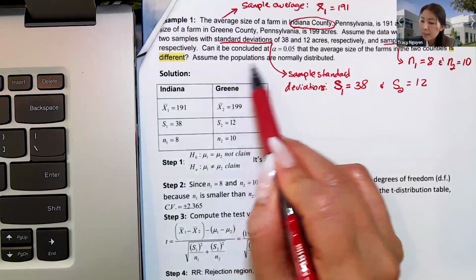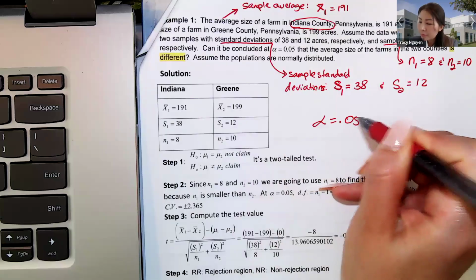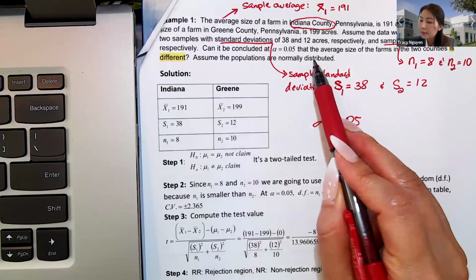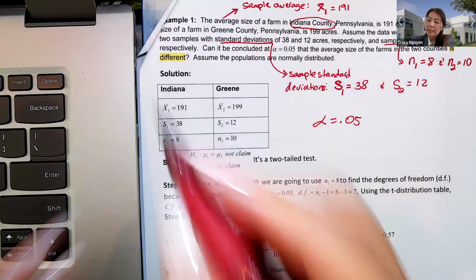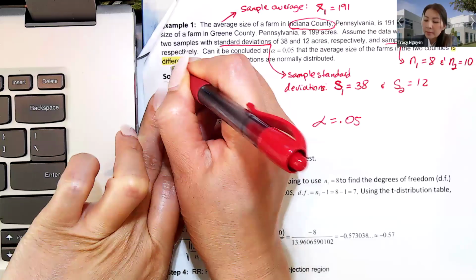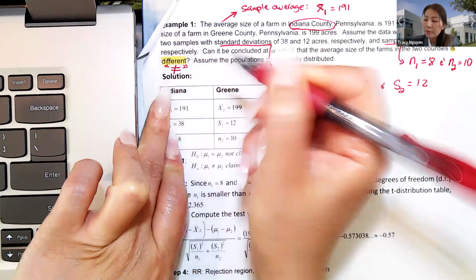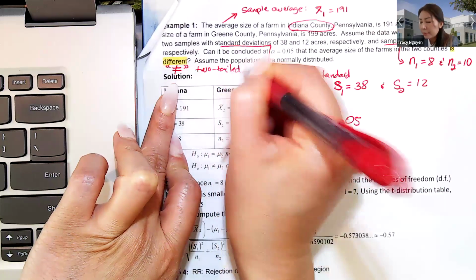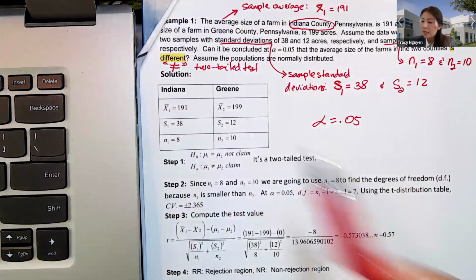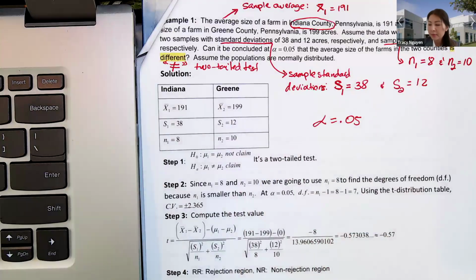Can it be concluded at alpha equal to 0.05 that the average size of the farms in 2 counties is different? Is different means not the same, and not the same means not equal. So this tells us we have a two-tail test. Assume the populations are normally distributed. Okay, so that's what we know from the problem.